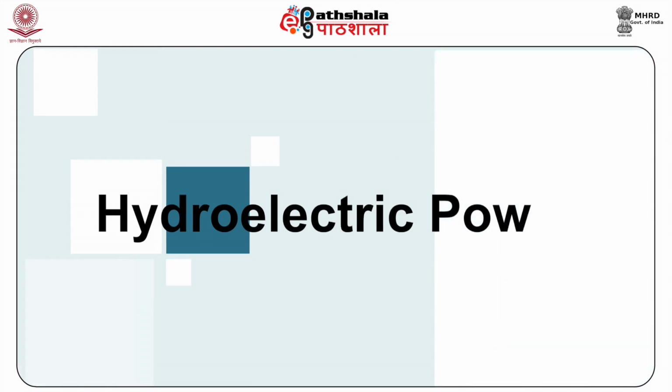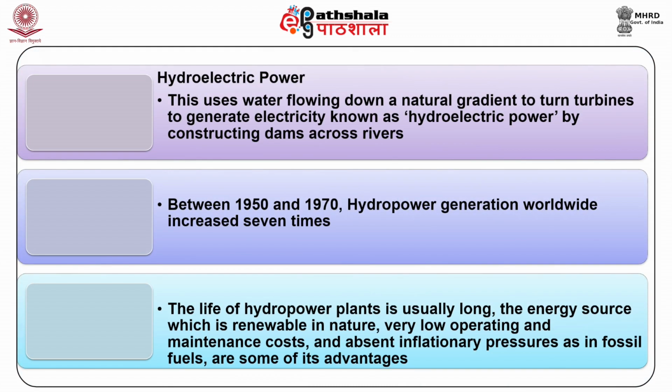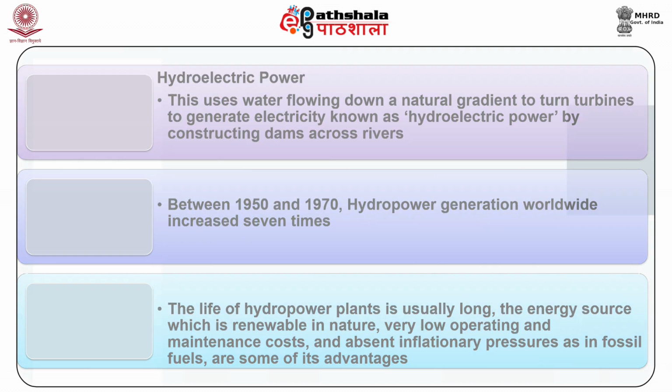Next is hydroelectric power. This uses water flowing down a natural gradient to turn turbines to generate electricity, known as hydroelectric power, by constructing dams across rivers. Between 1950 and 1970, hydropower generation worldwide increased 7 times. The life of hydropower plants is usually long. The energy source is renewable in nature, has very low operating and maintenance cost, and is free of inflationary pressures as in fossil fuels. These are some of its advantages.